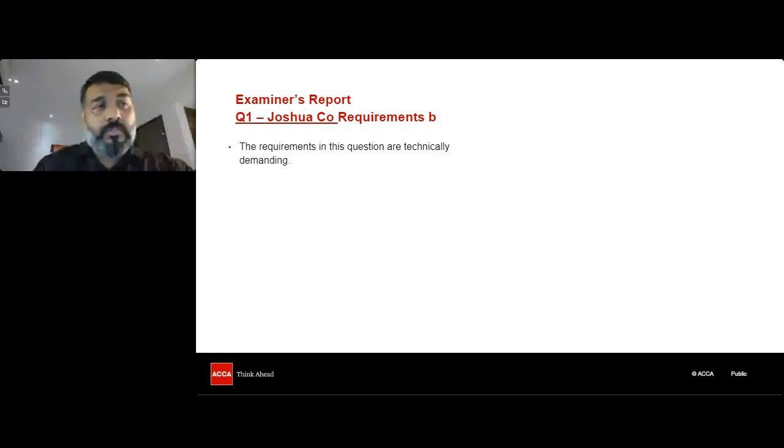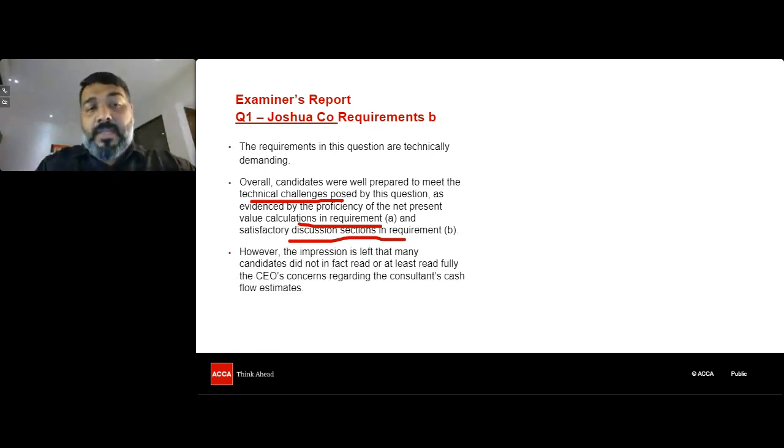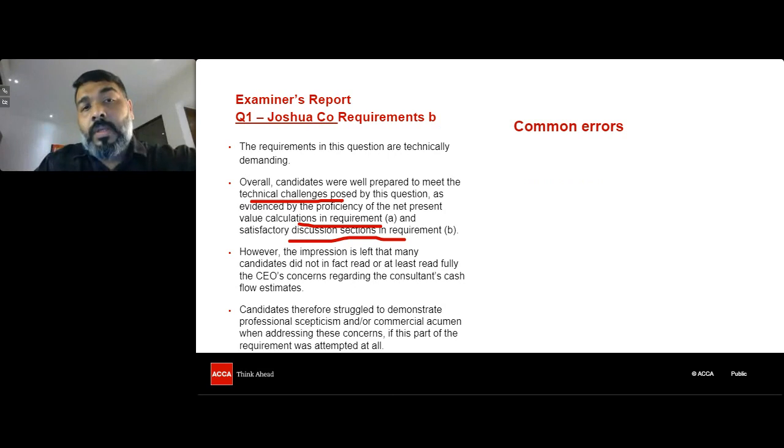So how do we try to fetch the maximum marks now? The next requirement was quite challenging, and we have noticed that the students felt it. They were good at presenting and good at calculation, but whenever it came to the discussion scenarios, the discussion was unsatisfactory. There were many students who did not properly put it across. What were the common errors that we have noticed?